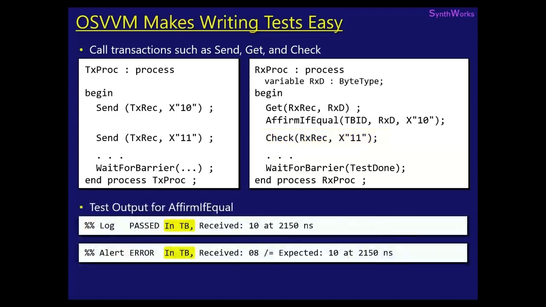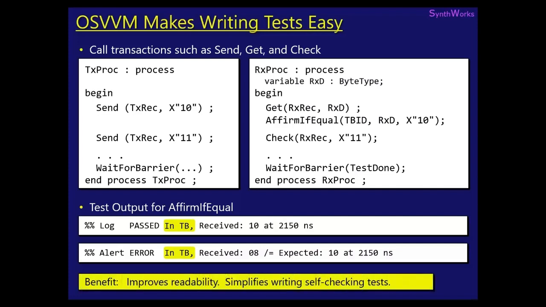Speaking of the reporting, it looks something like this. This is the message that would come out of the test bench. I know that because it says NTB, the yellow highlighted piece there. That corresponds to the name that I created the test bench ID with. If for check, we will get a different ID for that one. Okay. So the benefits here, we've improved readability because we're using the transaction calls and we greatly simplified writing self-checking tests. Okay.